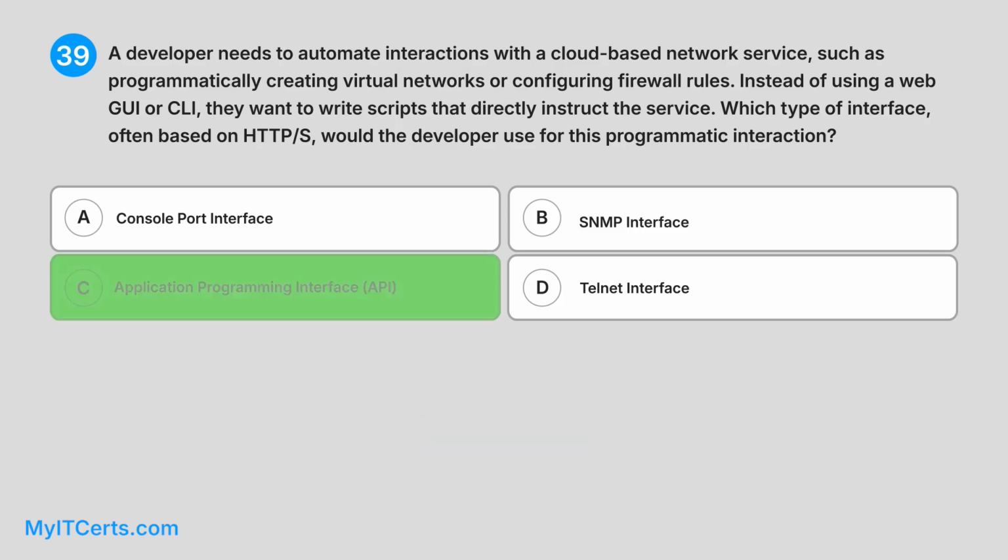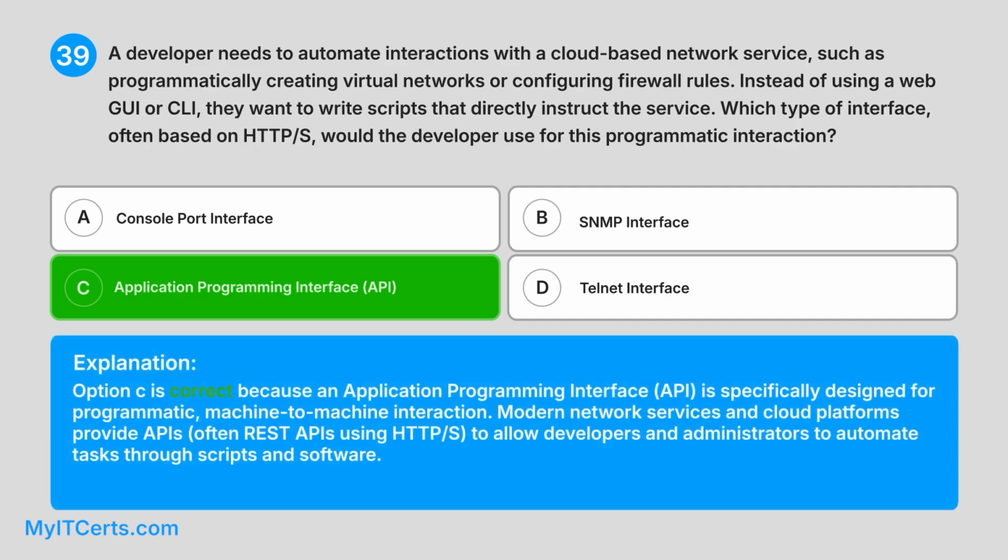Correct answer: C. Application Programming Interface, API. Explanation: Option C is correct because an Application Programming Interface, API, is specifically designed for programmatic, machine-to-machine interaction. Modern network services and cloud platforms provide APIs, often REST APIs using HTTP, to allow developers and administrators to automate tasks through scripts and software.